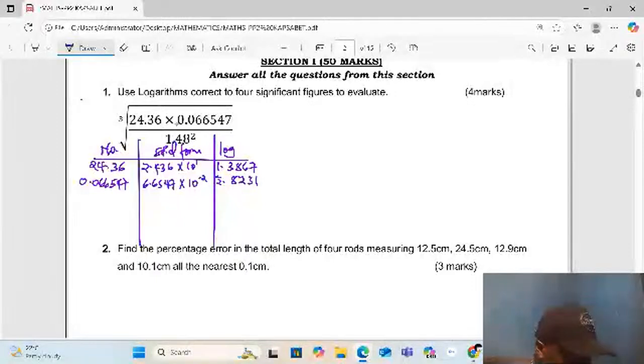The two numbers we are multiplying, and the rules of log say when we are multiplying the two, we are going to add the results. So we add the two, we add the results, and we shall have 0.2098.